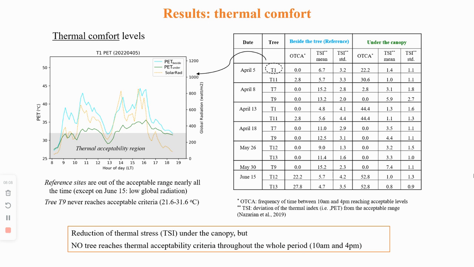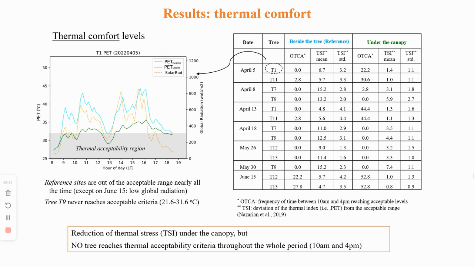Okay. And then looking at thermal comfort over the day, where the acceptable region, based on work that our colleagues have done, is capped at about 31.6. Ambient temperature, or PET, beside the tree, this light blue, is almost always above the acceptable limit. So if you're in the sun, Peter and others have been there, know full well that's the case.